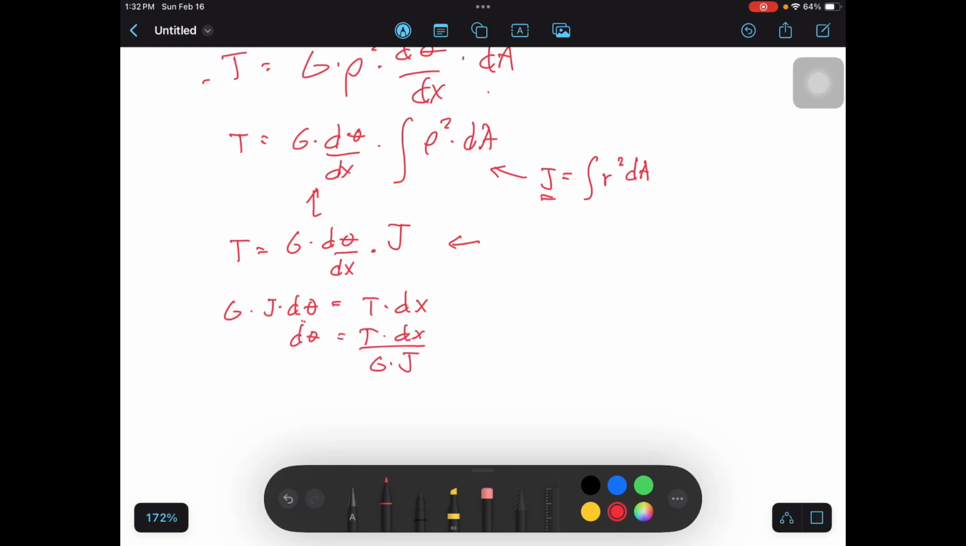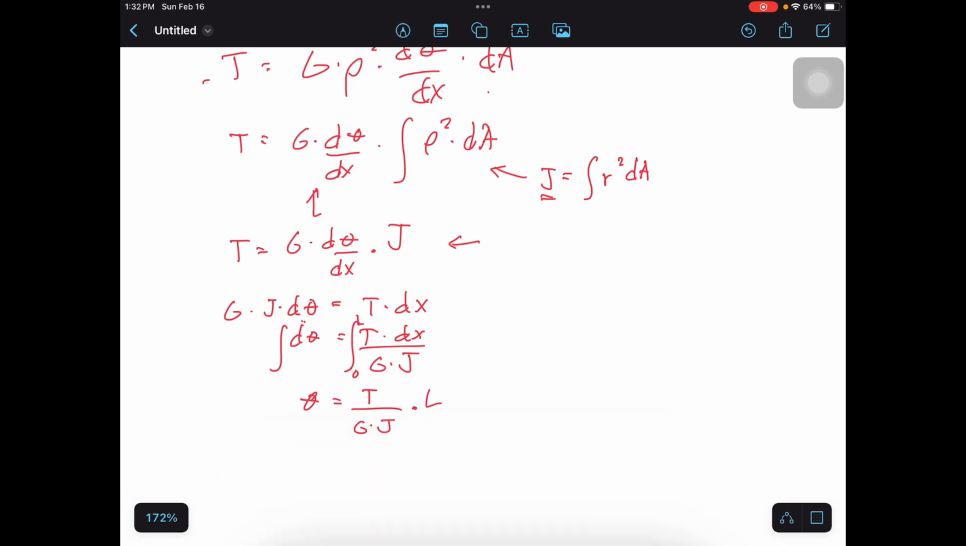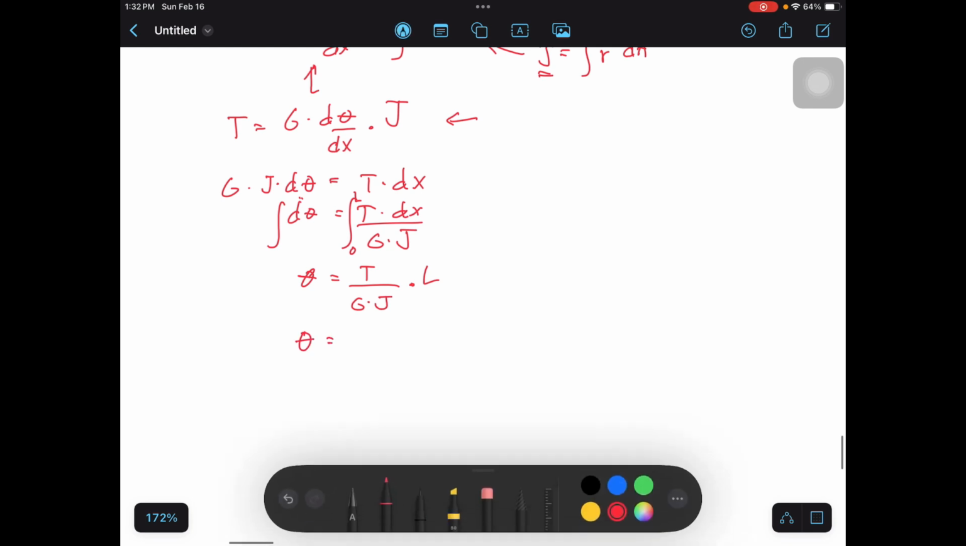So, integrate ulit. Kasi hindi siya integrate kanina. So, this will be theta na. And then, this is T over G J, because those are constants. And then, i-integrate mo na lang is dx from 0 to length. So, pag integrate mo yan, from 0 to length, L, this is equal to length. So, this is your formula for the angle of twist.